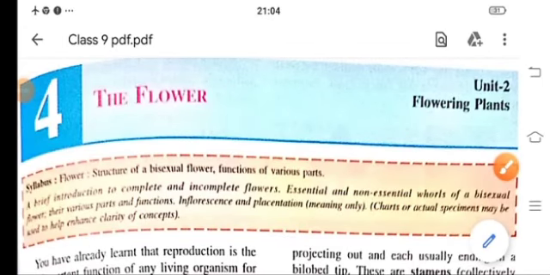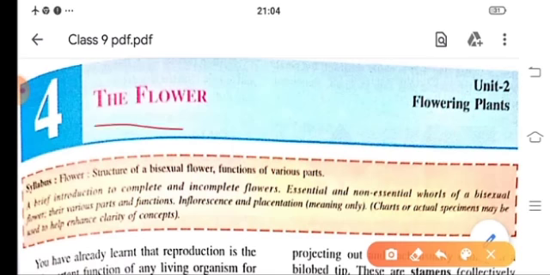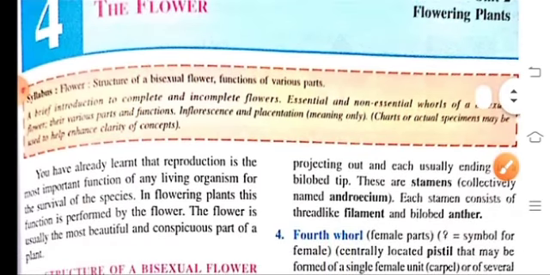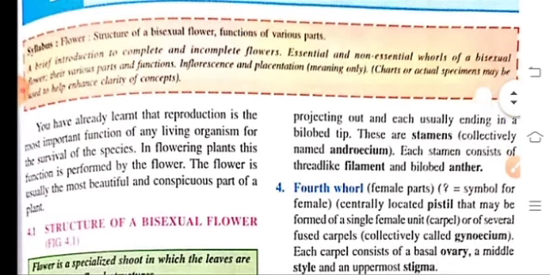Good morning, children. Today we are going to start the most beautiful part of the plant, and that is the flower. Children, you know that we all love flowers because flowers are brightly colored, flowers are scented, but one more important function of flower is there. You know that? It is the reproduction because flowers are the reproductive part of the plant. So today we are going to learn here about the structure of a bisexual flower.